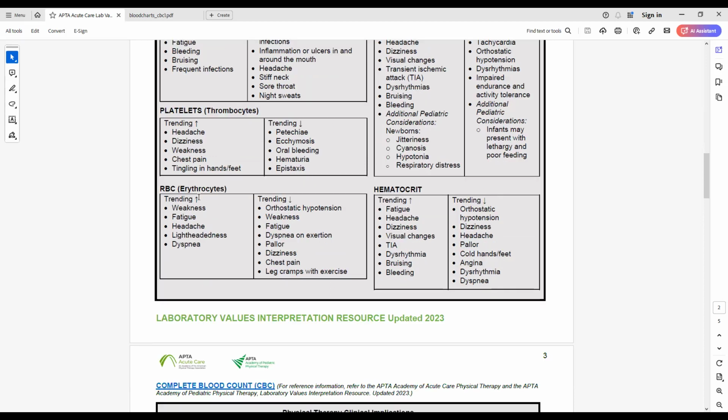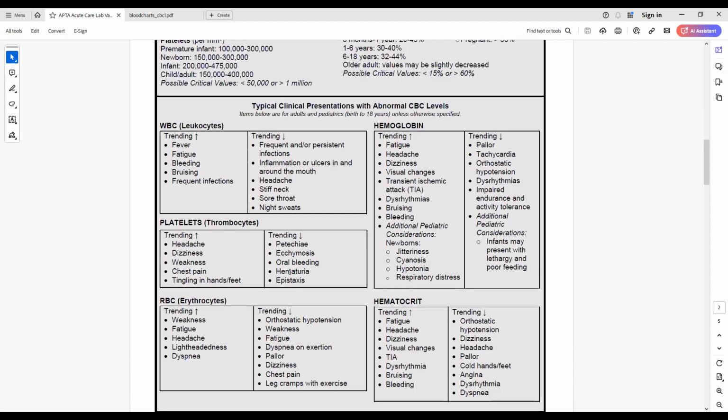RBCs, erythrocytes. An increase in the number of RBCs might cause weakness, fatigue, headache, lightheadedness, dyspnea. A decrease in the number of RBCs: orthostatic hypotension, weakness, fatigue, dyspnea on exertion, pallor, dizziness, chest pain, leg cramps with exercise. Hemoglobin.